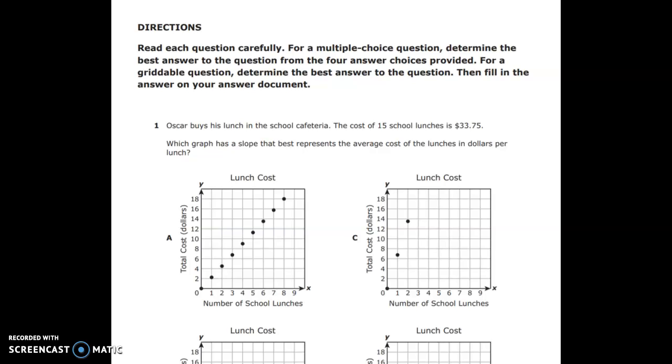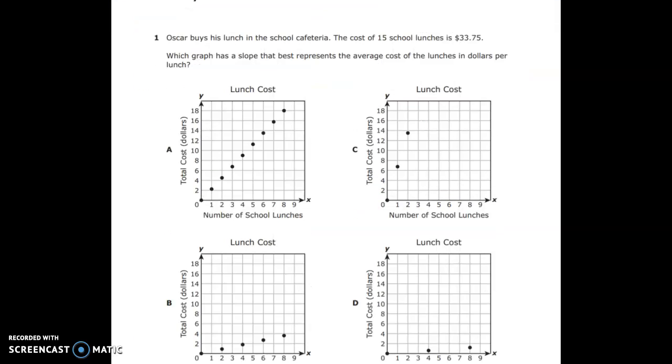Number 1, Oscar buys his lunch in the school cafeteria. The cost of 15 school lunches is $33.75. Which graph has a slope that best represents the average cost of the lunches in dollars per lunch? Lunch costs, number of school lunches across the bottom, and total cost in dollars up the side.